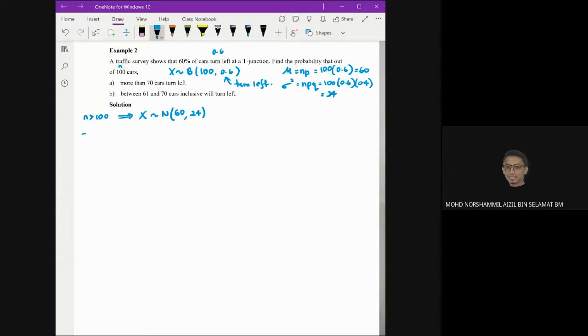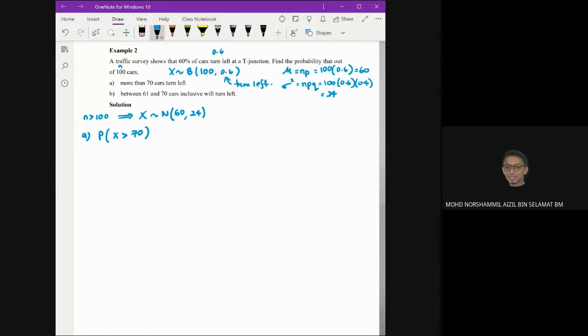Okay. So let's calculate part A. Part A is more than 70 cars turn left. 70 cars turn left. So probability of more than 70. Jangan salah tulis benda ni. Benda ni sendiri kena betul.